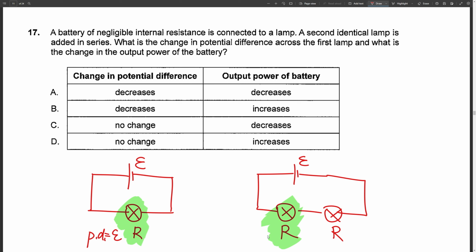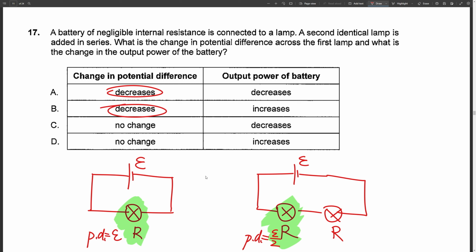But in the new circuit, there are two identical bulbs, so they will symmetrically and identically take half of the EMF. So the new PD will be half of epsilon here. The potential difference should be decreased.